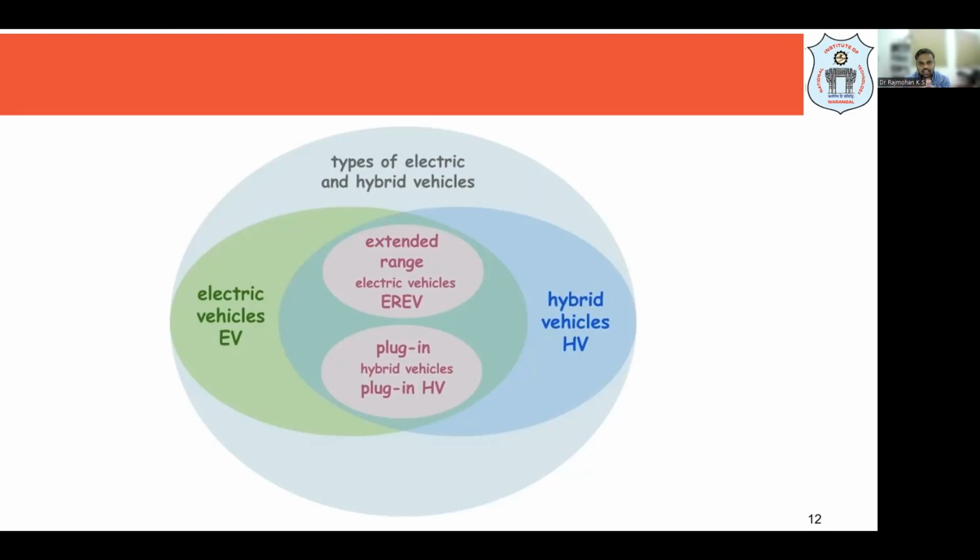The moment your battery is down, you can switch to petrol mode or diesel mode, and you can fill the tank with petrol or diesel and drive the car. Then you come home and recharge the battery, or if it is a fuel cell, you have to recharge the hydrogen tank, right? So that can be done. That way we have different types of electric vehicles.